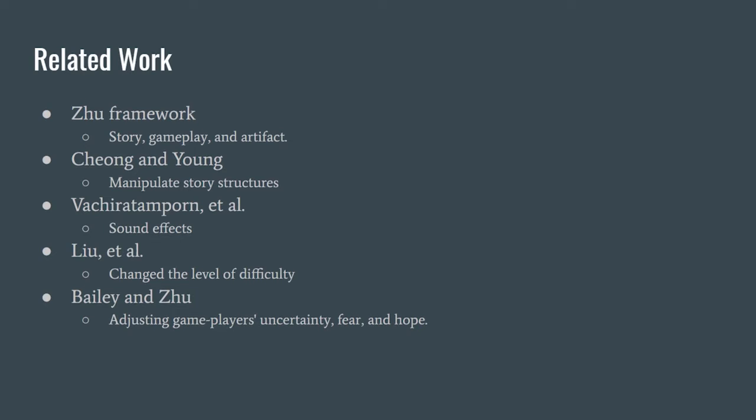For example, the Shung and Young paper is one of the papers that used plan-based models to manipulate story structures in order to manipulate reader suspense in stories. One of the many papers that looked at how artifacts can be used to manipulate suspense was the Vacheri-Tamparan paper, which specifically looked at how sound effects can be used to manipulate anxiety and suspense in narratives.